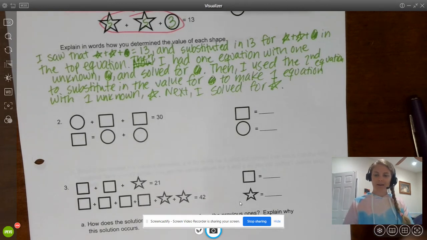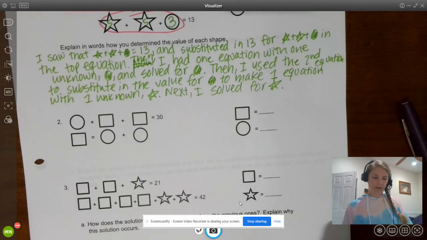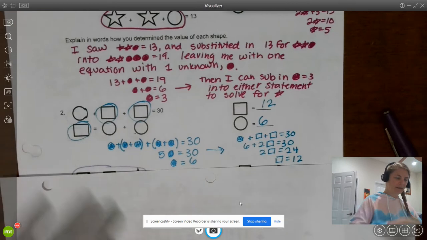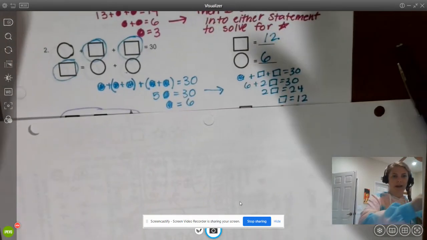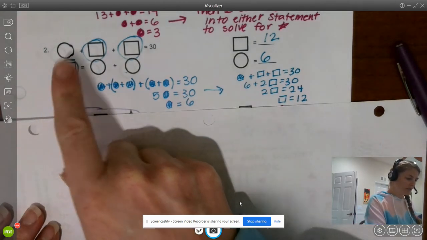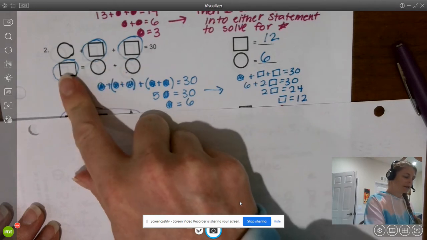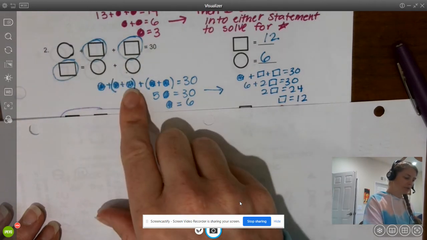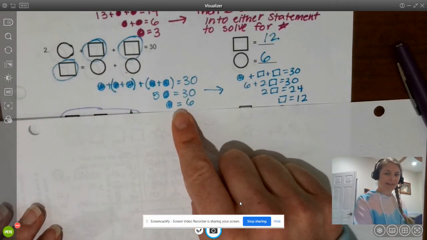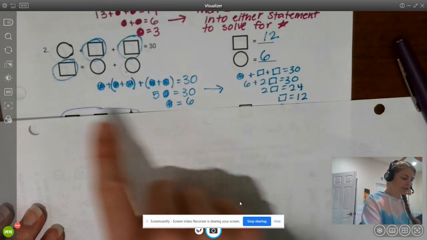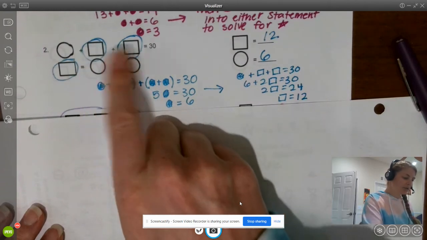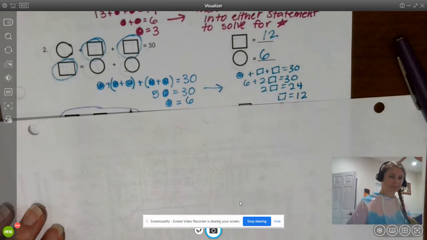Okay, let's see how we did. For number 2, I found the square to be equal to 12 and the circle to be equal to 6. The first thing I saw was that one square is equal to 2 circles, so I could substitute in each square being 2 circles. Then I had 1, 2, 3, 4, 5 circles equaling 30, so I knew one circle was equal to 6. Then I needed to use the second equation, the bottom equation, and I substituted in circle to be 6, and 2 circles would be 12, which is equal to my square.